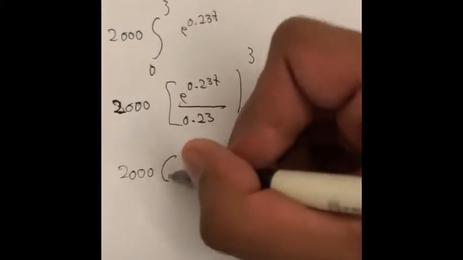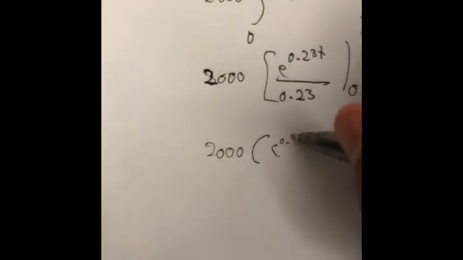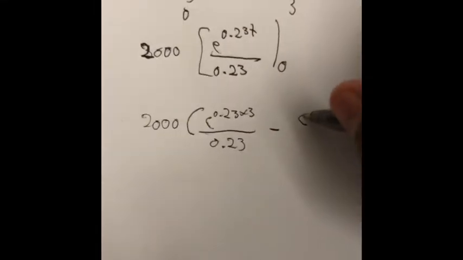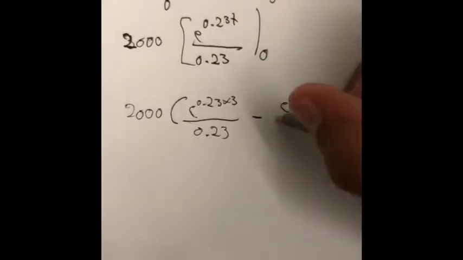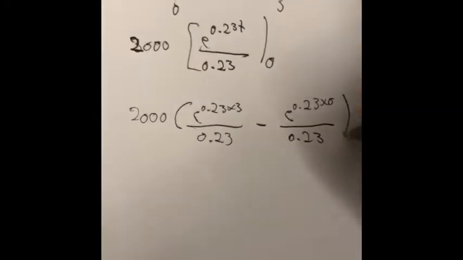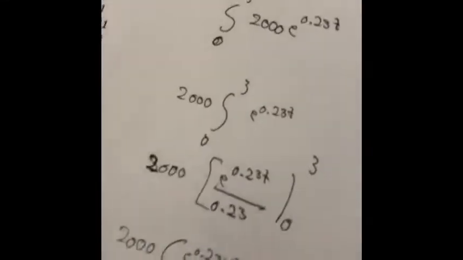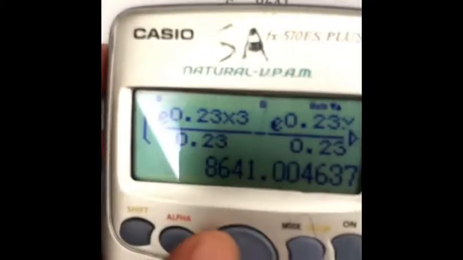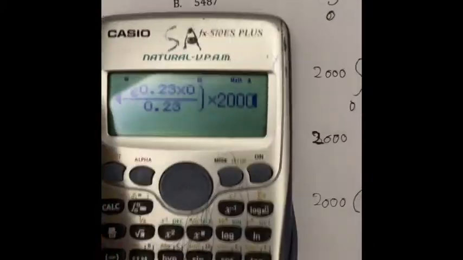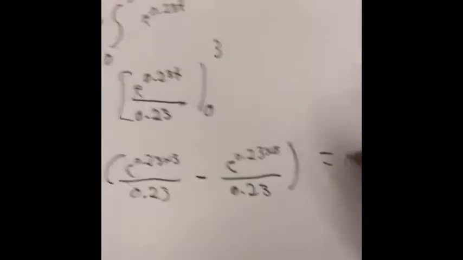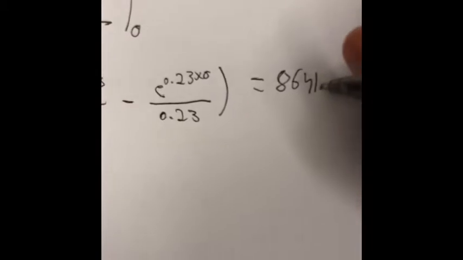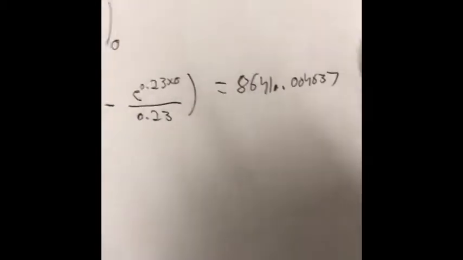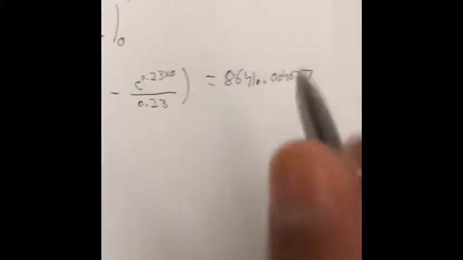So this will be 2000 times e to the power 0.23 times 3, over 0.23, minus e to the power 0.23 times 0, over 0.23. Using the calculator, this will give us 8641.004637. This is the population change from t equals 0 till t equals 3.